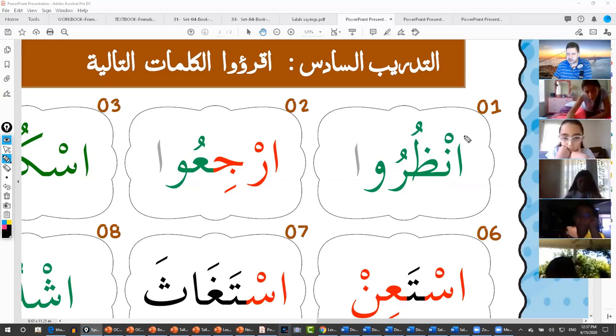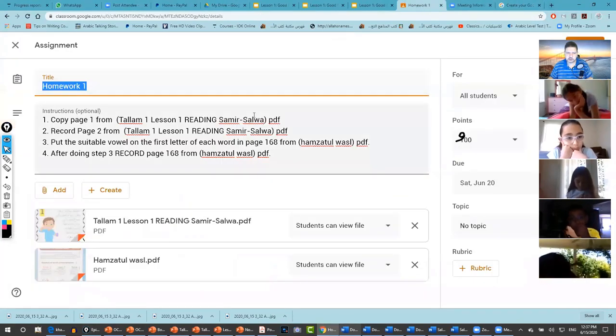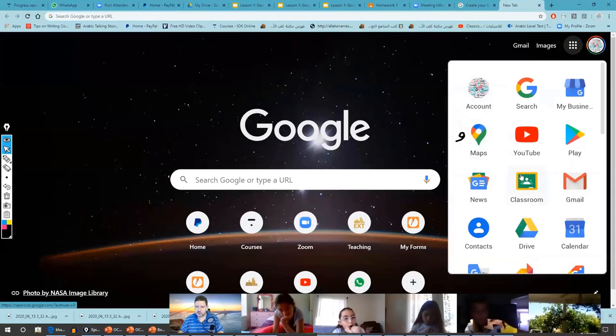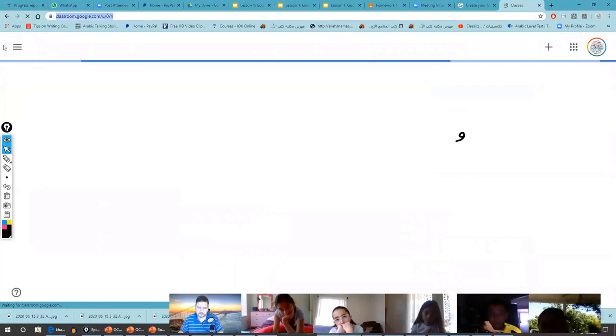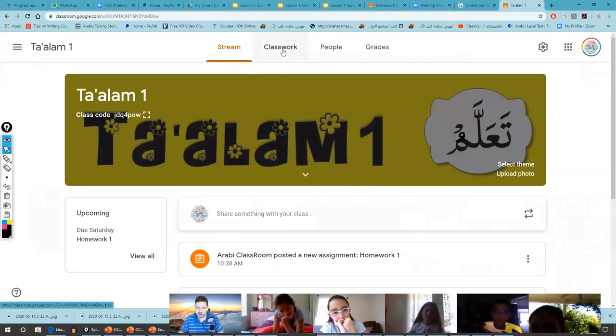So what I want you to do is just put Dhamma or Fatha or Kasra on the first letter. You're going to print it and put the vowel, whatever you think is the right one. After you do this with all this vocabulary, you scan it and send it to Google Classroom. Where is Google Classroom here? Let me show you. Let me open it very quickly. Google Classroom, this one, and Ta'allam. When I click here, you're going to see the classwork.